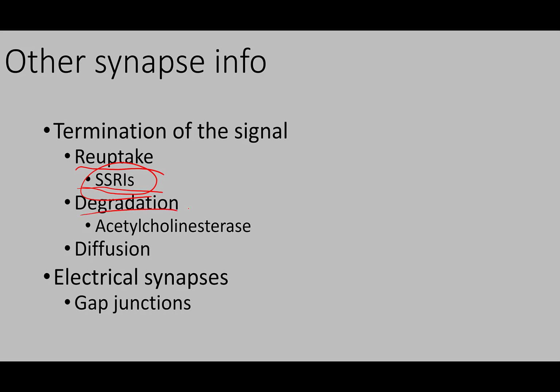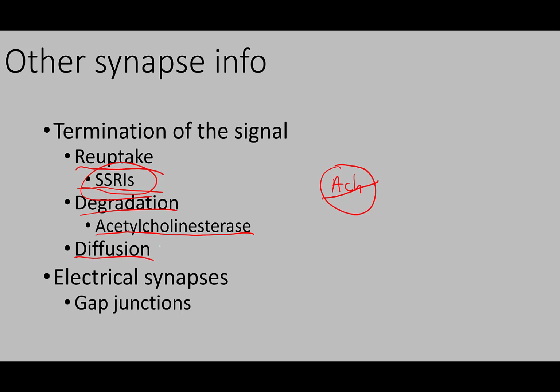Another option is degradation of the neurotransmitter. This is done by enzymes. One enzyme that breaks down acetylcholine, for example, is acetylcholinesterase. It takes ACh and basically just breaks it in half.